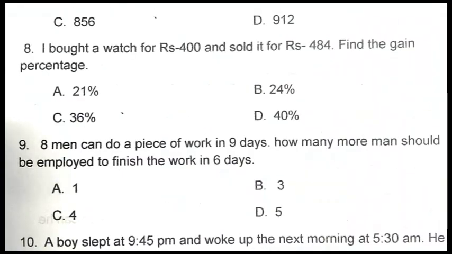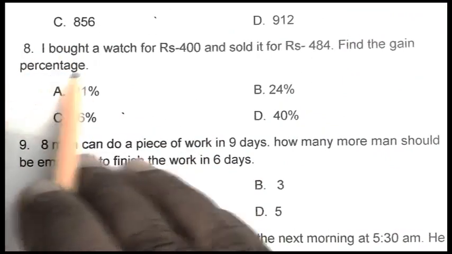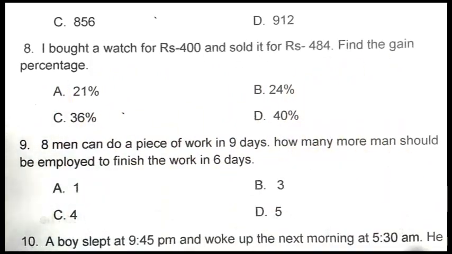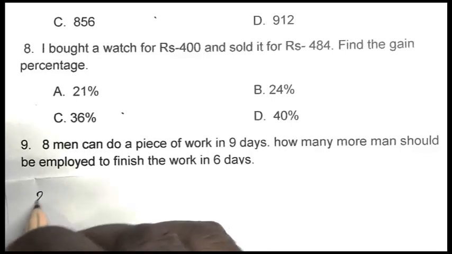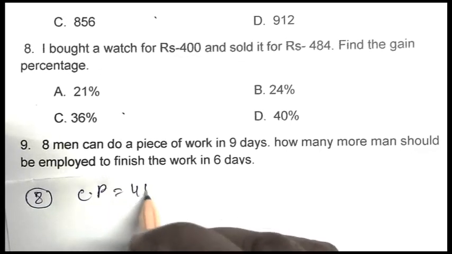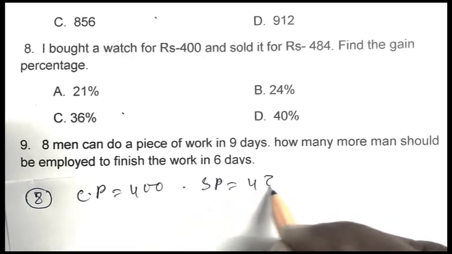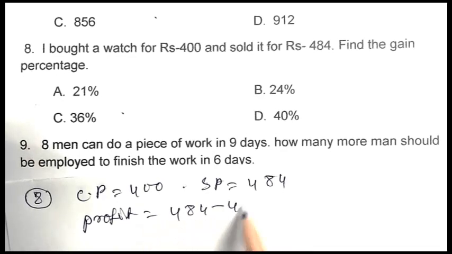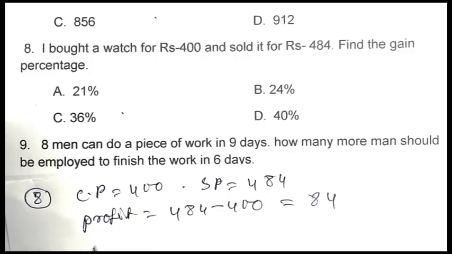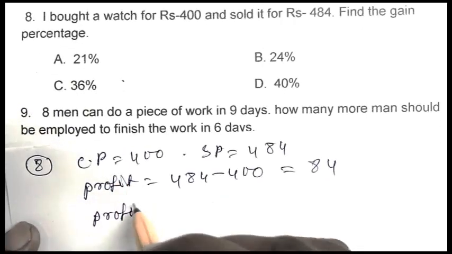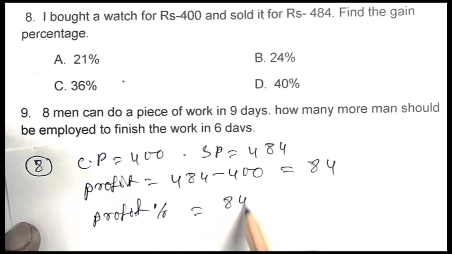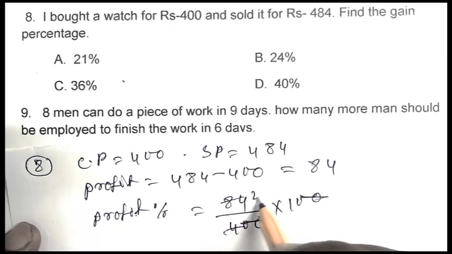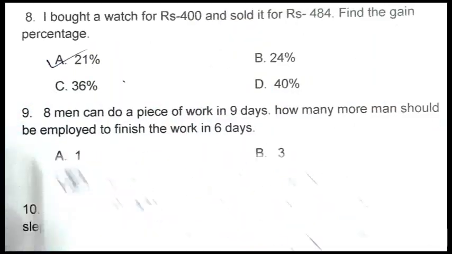Coming to the next question, number 8. I bought a watch for rupees 400 and sold it for 484. Find the gain percentage. CP is 400, SP is 484, profit is 484 minus 400, that is 84. Profit percentage is 84 by CP, that is 400 into 100, 21%. A is the right answer.